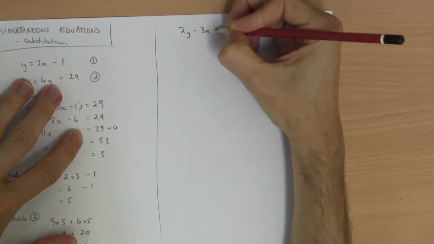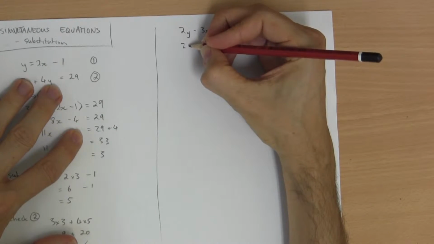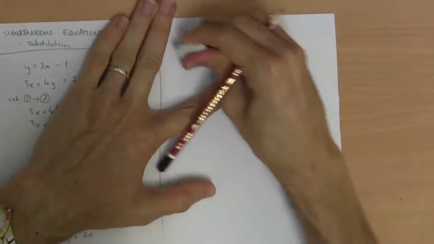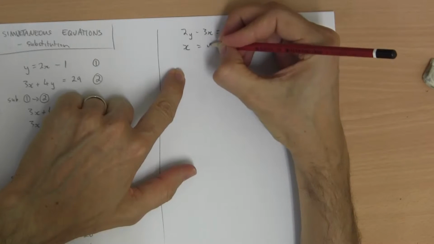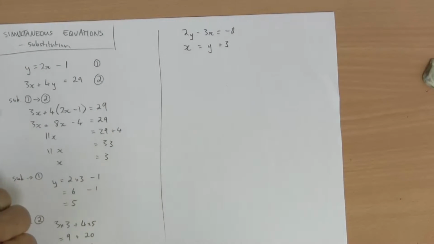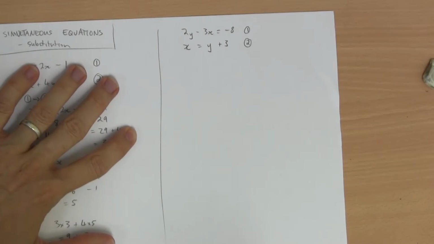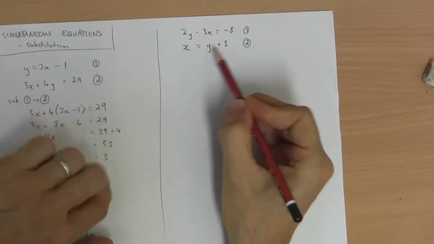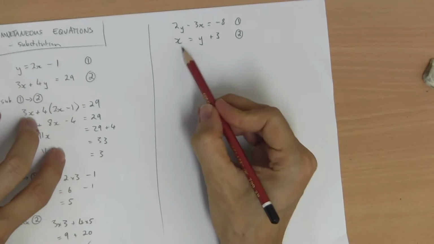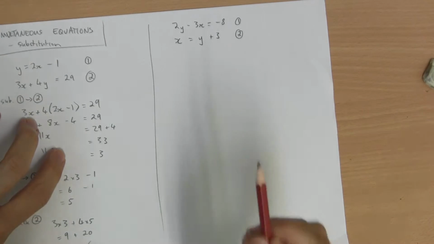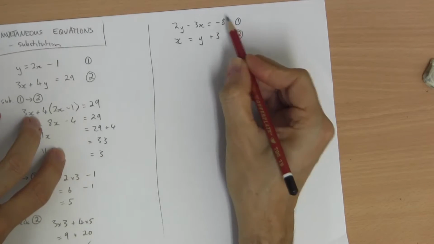2y minus 3x equals negative 8, and, sorry, reading the wrong line from my notes, x equals y plus 3. Okay, first step, label the equations. Second, one of my equations, equation 2 this time, was equation 1 last time, equation 2 says x equals something. So I think substitution. I'm going to substitute this expression into the other equation.